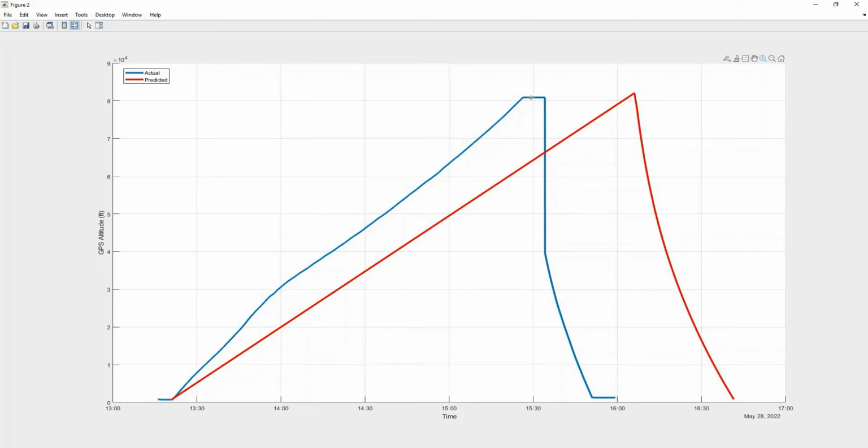You can see that we predicted we would burst at different times, so the descent rates are a little bit harder to line up. In fact, you know what might be easier is let me just shift this red curve so that we match the time at burst.